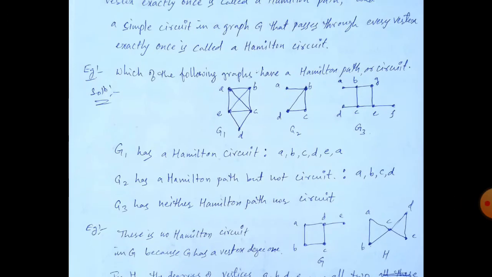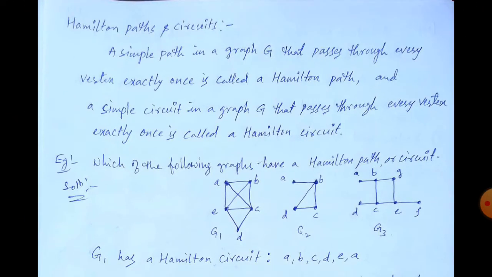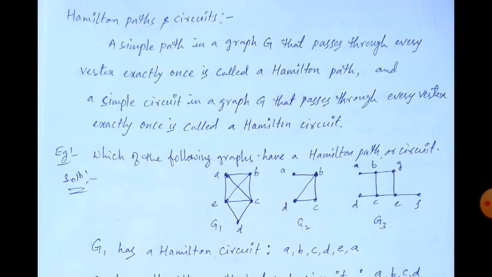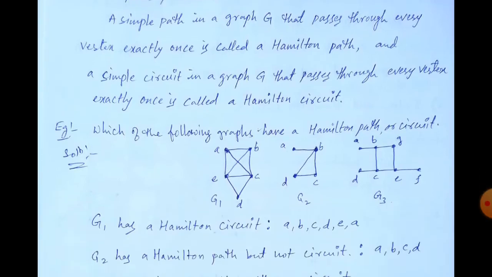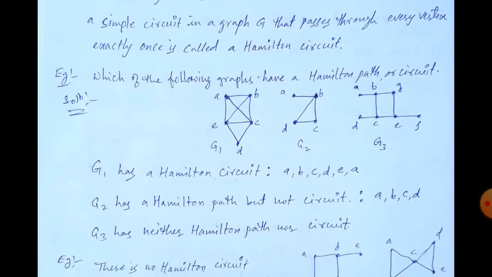Okay, then next, backside of page 14, Hamiltonian paths and circuits. So previously we have seen Euler. Now here Hamilton paths and circuits. A simple path in a graph G that passes through every vertex exactly once is called a Hamilton path, and a simple circuit in a graph G that passes through every vertex exactly once is called a Hamilton circuit. Now observe, in Euler vertices may be repeated, but in Hamilton vertices cannot be repeated. We should not repeat the vertices in Hamilton.